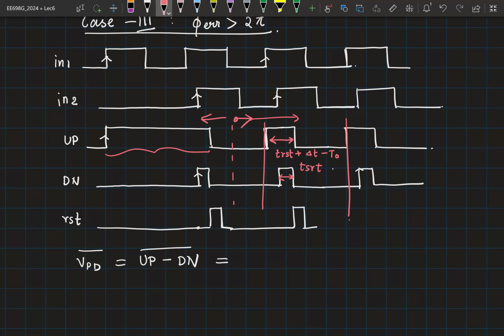How do you get to know whether we are taking the time difference or the phase difference between the first edges or the second? Yeah, same question that Akshay asked. So it's a very good question. You can also think about it, right?